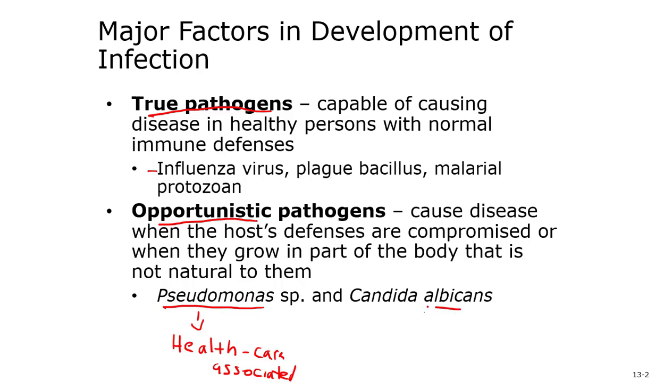Another one, Candida albicans. This is a yeast infection. And yeast infections typically infect somebody who's on a broad spectrum antibiotic that may kill off the normal flora and allow the yeast to take over. Again, another opportunistic pathogen.